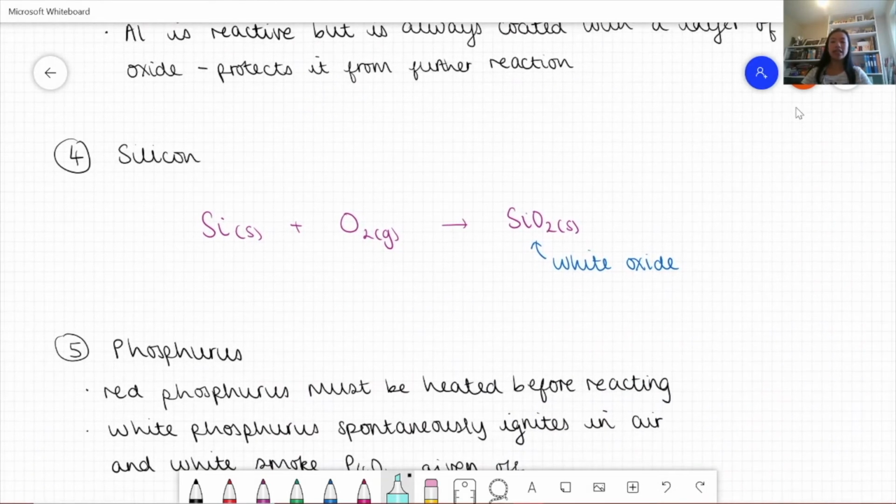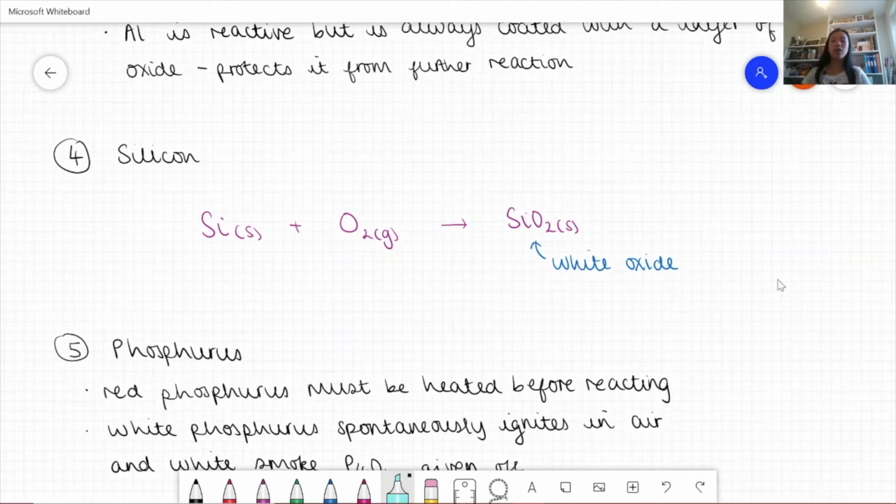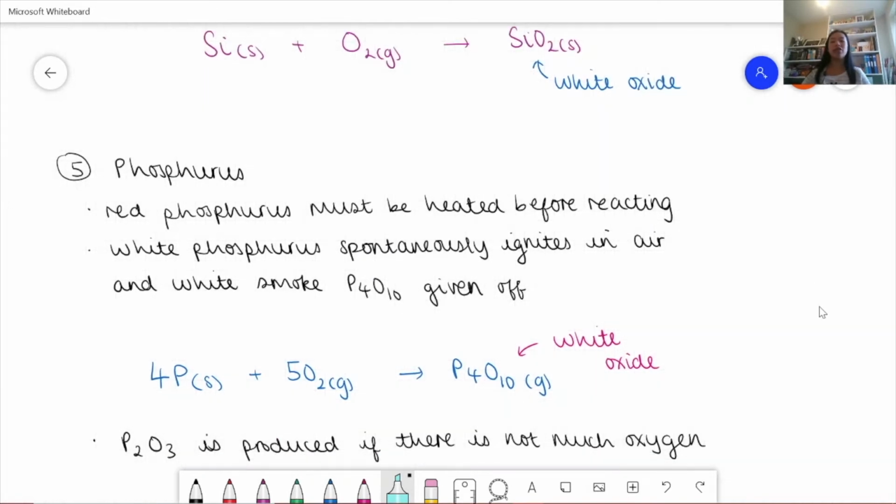And then for silicon, silicon reacts with oxygen to form silicon oxide, which is again white. So for all of these period 3 elements, you need to remember all of these equations, and also what colour flames they have, and what's formed when they react.